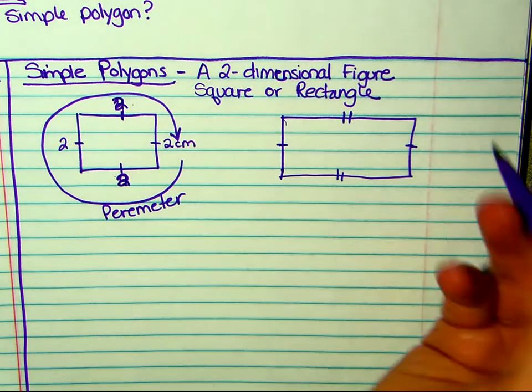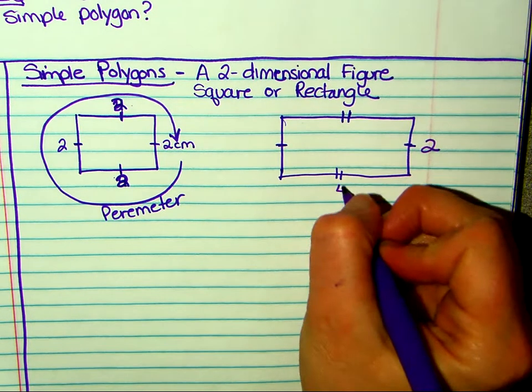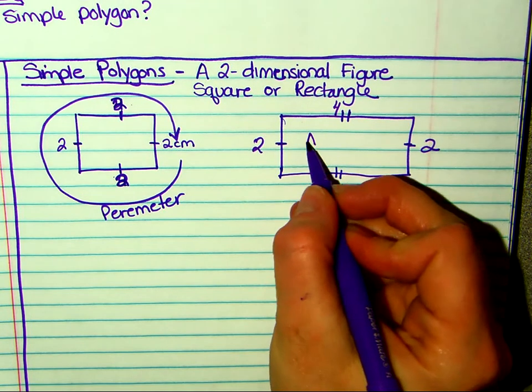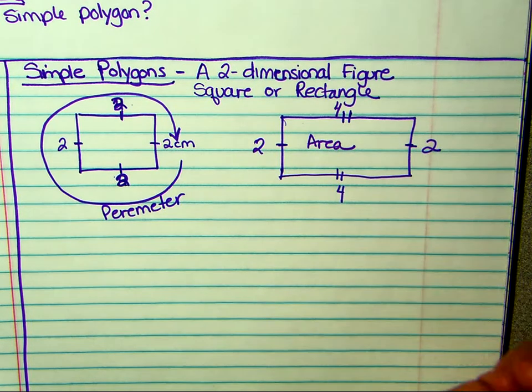Now for the rectangle, if we wanted to know the area, and we had this is a 2 and this is a 4, the area is inside, and for that you would just multiply the length times the width.